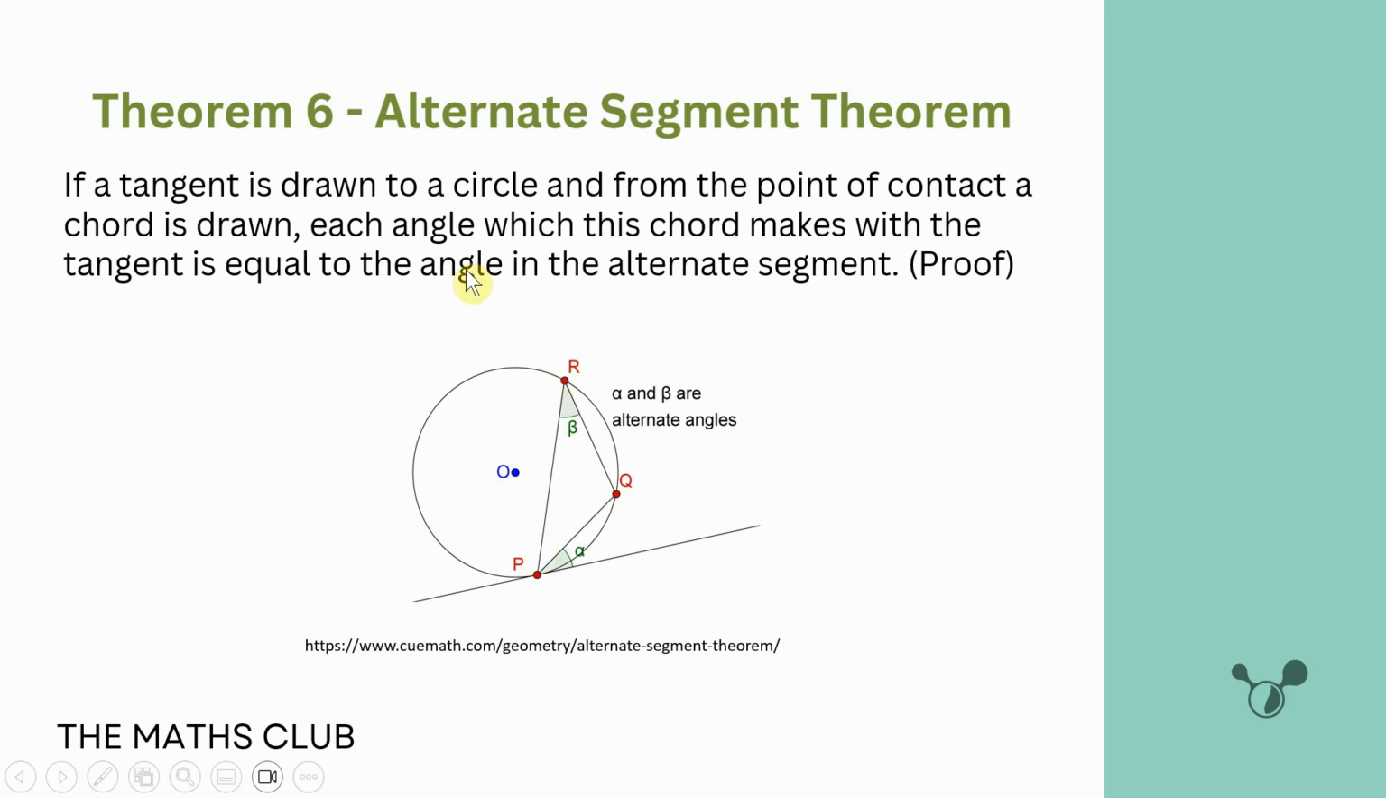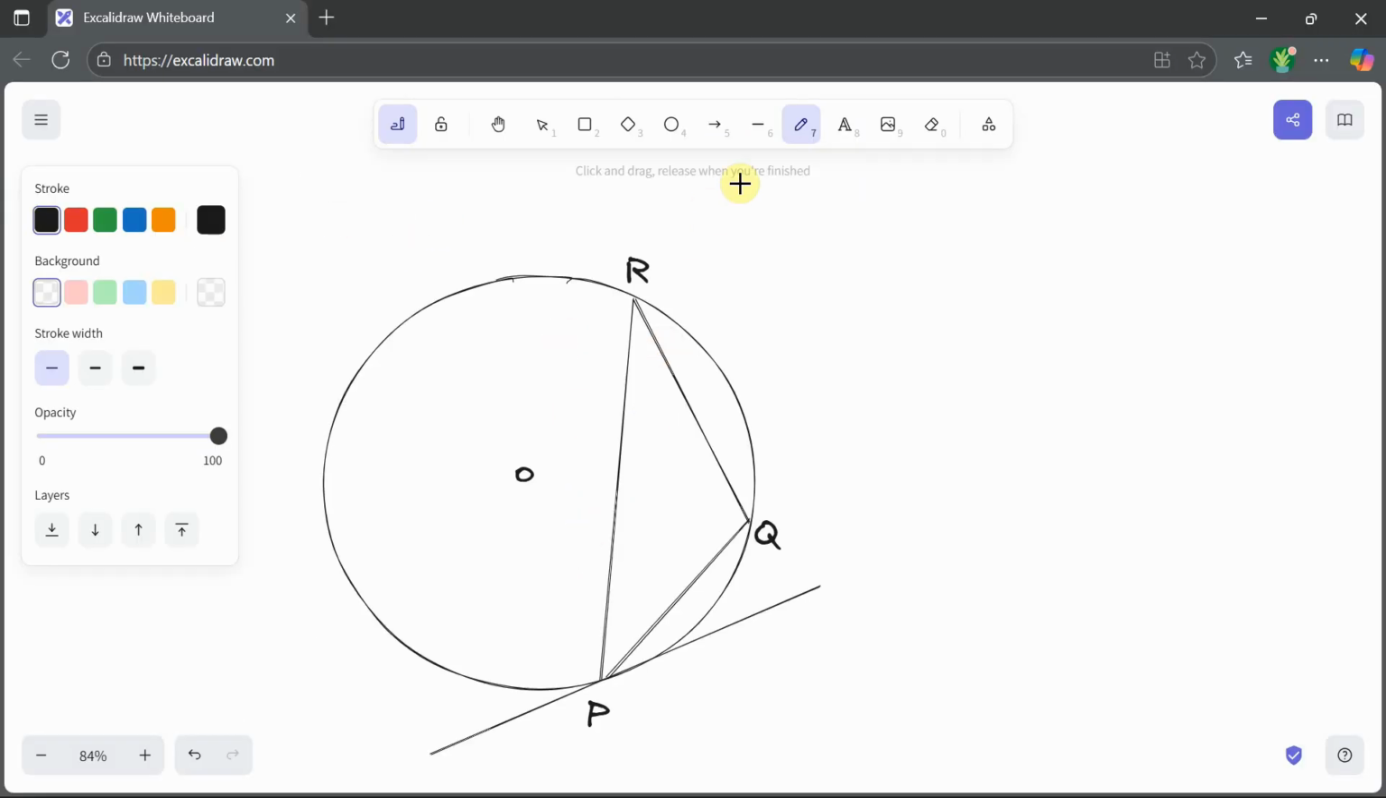Right. Now since each angle which this chord makes with the tangent, this is the angle that it makes, is equal to the angle in the alternate segments. Right. So try to make sense of all of that. There are other ways that people wrote this, right? But we're going to look at the proof of this together. So how do we do that?